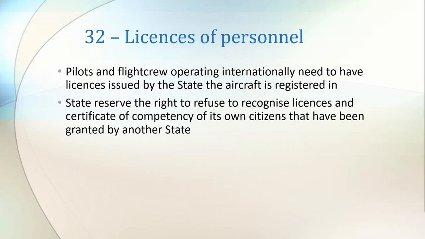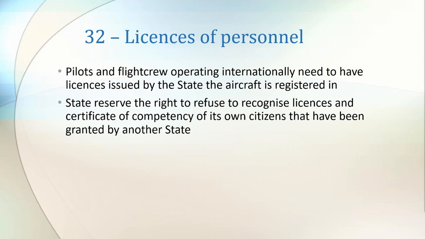Article 32 covers crew licensing. Pilots and flight crew operating internationally need to have licenses issued by the state the aircraft is registered in. In practice, there are some interesting cases such as with EASA where licenses are common across all member states. Additionally, this also means that aircraft can be flown in a state you don't have a valid pilot's license in if you have an aircraft registered in your state available to fly.